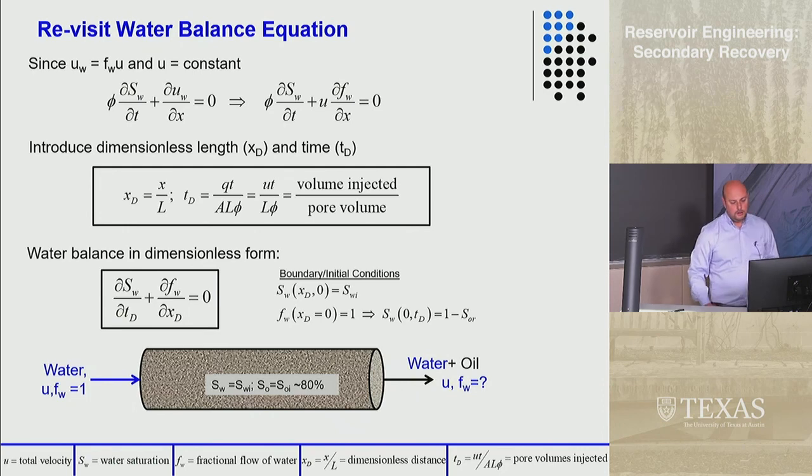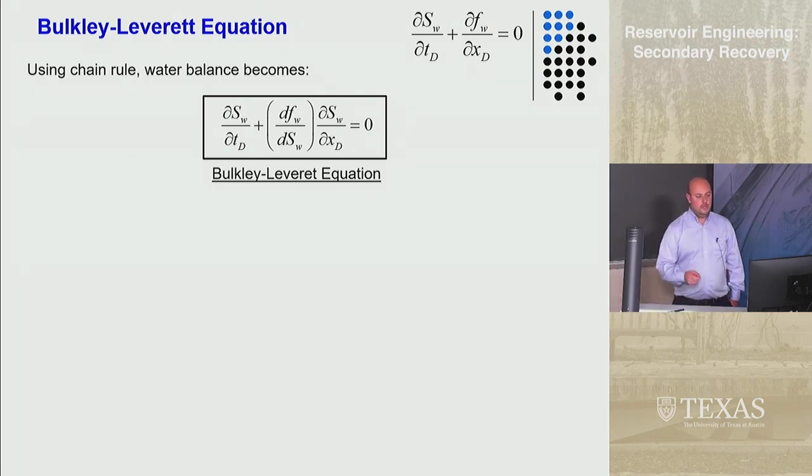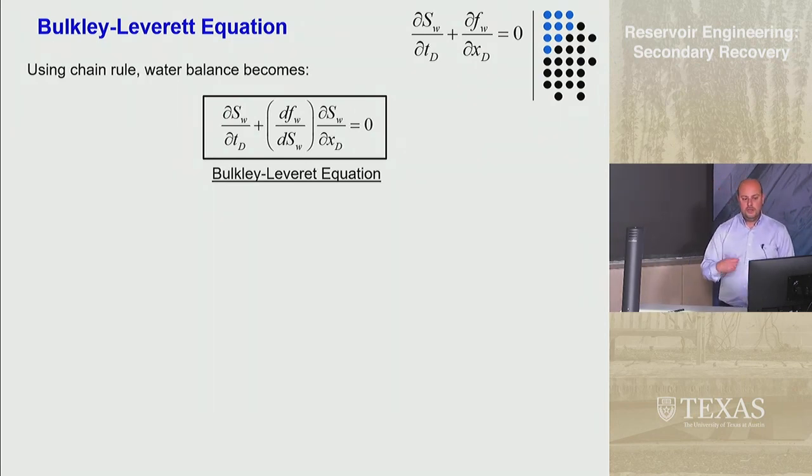So we've got this equation here, and then we did one more thing. We took this fractional flow, and we recognized that fractional flow is a function of saturation. So if I impose the chain rule, remember the chain rule says that dFW/dXD is equal to dFW/dSW times dSW/dXD. So now I get an equation that looks like this. Sometimes I'll write this as FW prime, just kind of shorthand. And now I've got a PDE that I'm solving for SW as a function of time and space. And we call this the Buckley-Leverett equation.